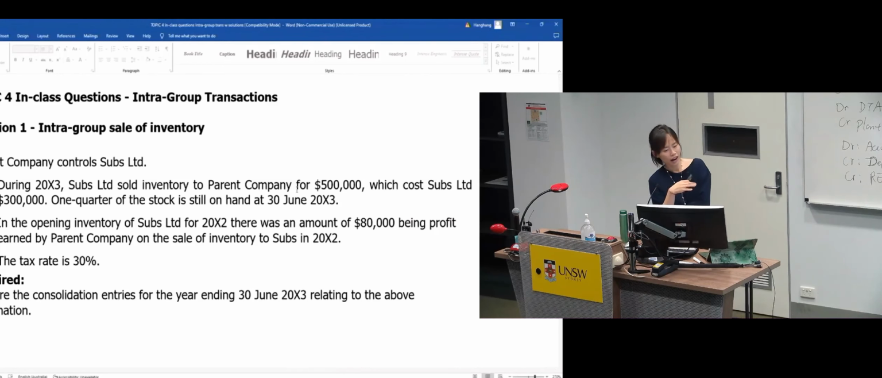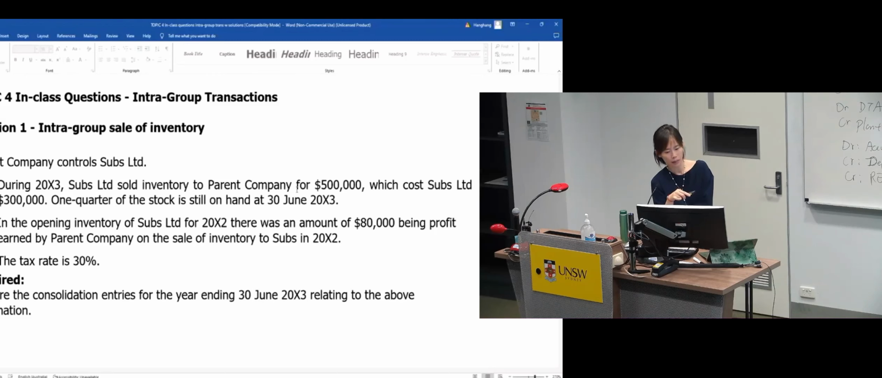Now, this is the current year intragroup sale of the inventory. Why do we know the first is a current year, and the second is not, the second is prior year? If you look at the worksheet entries required to be prepared here, it's on 30 June year X-ray.